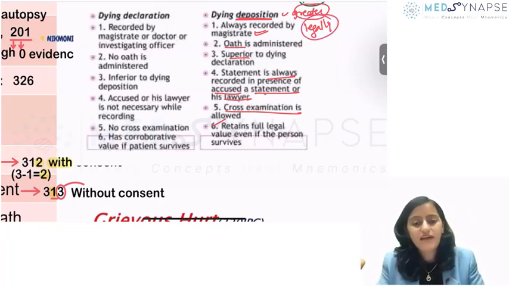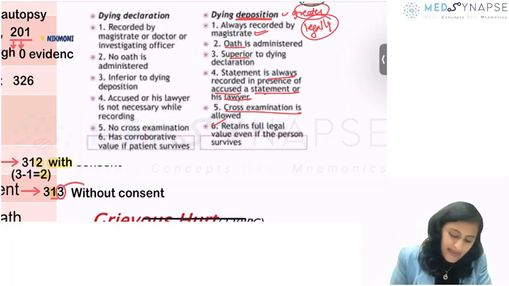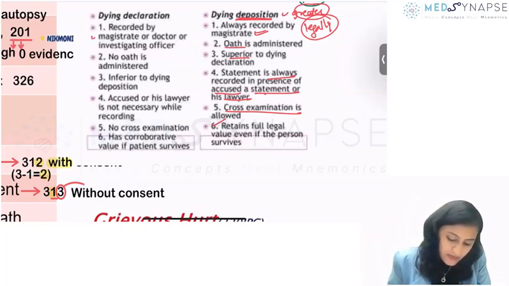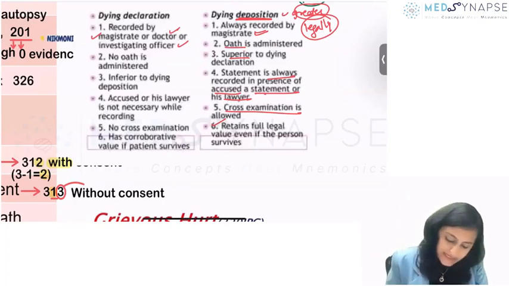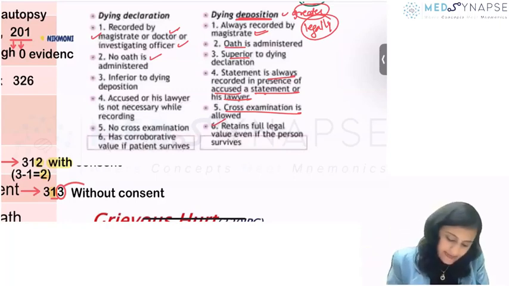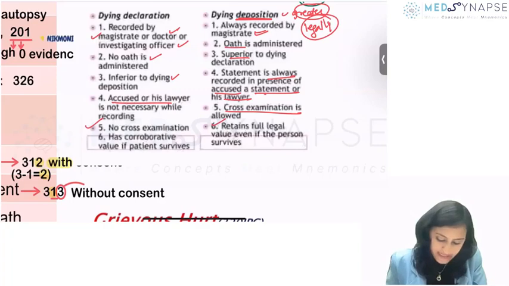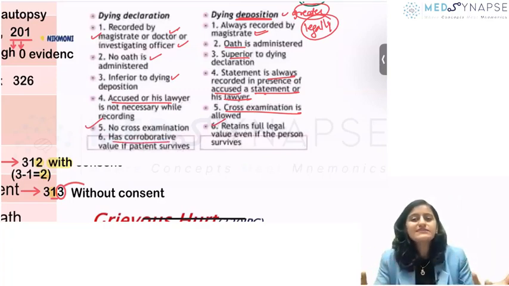So it has more value. Even if the person survives, it will retain the value. Dying declaration is just a declaration that a person is making. It can be recorded by a magistrate, doctor, investigating officer, anybody. There is no oath, so the person can tell anything. Kisi ka dar nahi hai. It is inferior to dying deposition. The accused or his lawyer is not necessary while recording. There's no cross-examination. So if the patient survives, it loses its value because it is just a declaration.